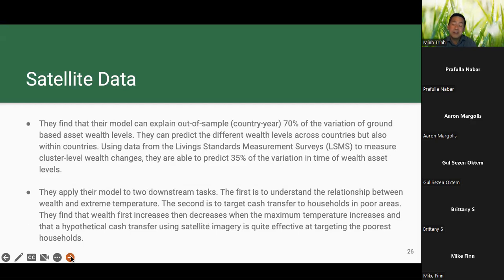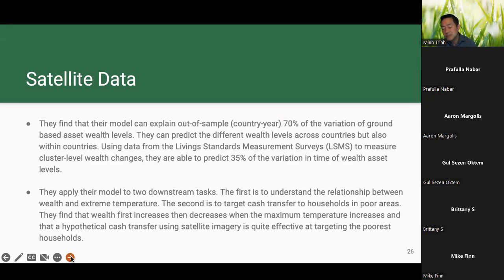So they'll probably find that areas with a low level of nighttime light emission go hand in hand with a low level of wealth, right? Because probably they cover rural areas. So they find this kind of pattern. So you can build your model like this, and then you can test it, right?